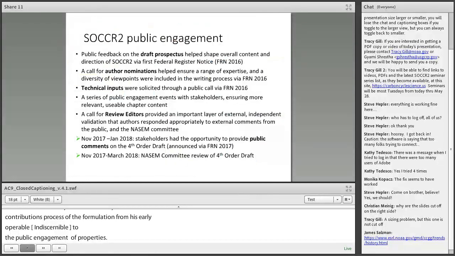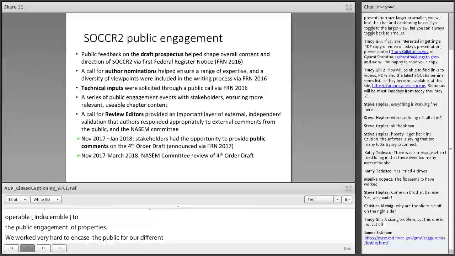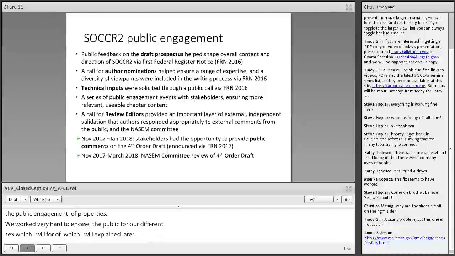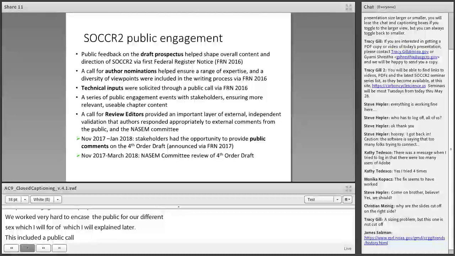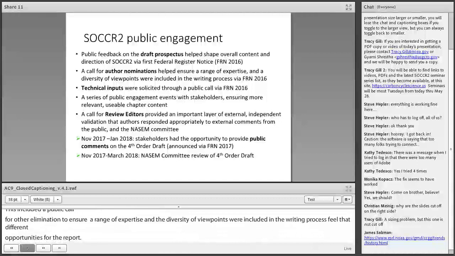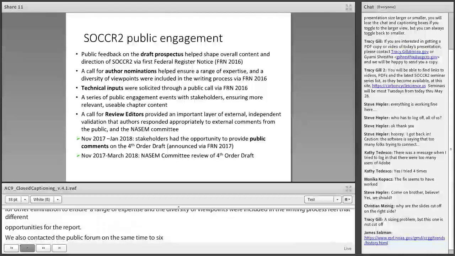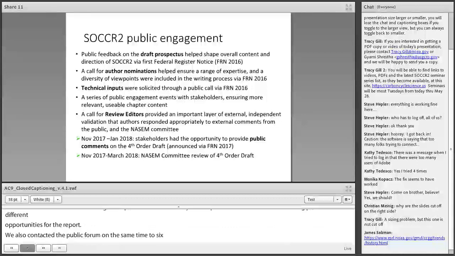The first public engagement steps included the release of a draft prospectus in early 2016 via Federal Register notice, which also included a public call for author nominations to ensure a very diverse range of expertise, range of career stages, and geographic locations for the different author teams for the report. We also sought technical input via the same Federal Register notice. We also conducted a public forum around the same time to seek input on the prospectus very early on during the process, and also organized a number of other public events at different scientific meetings throughout the process.